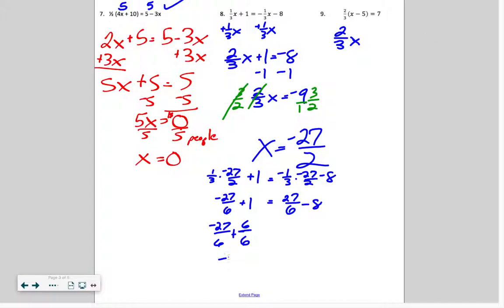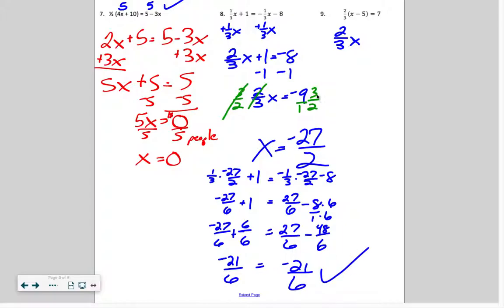That equals -21 sixths. Here we have 27 sixths minus, we want this 8 divided by 6. So that's the same as 48 sixths. And when you take 27 on the top minus 48, you get -21. Bring the common denominator along. Check. It works. Did I make it under 15 minutes?